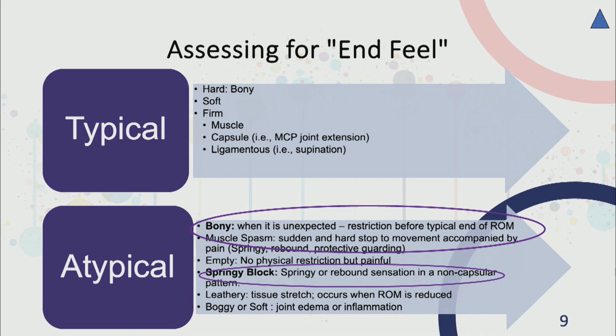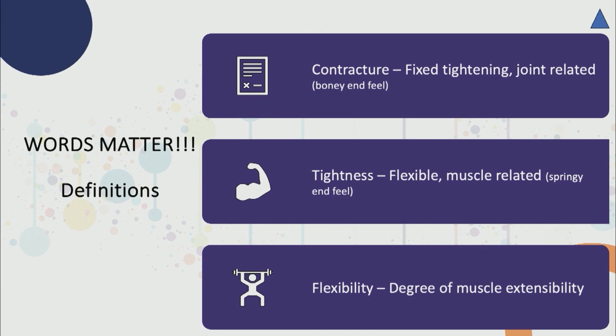We feel it's important to learn the difference in these end feels so the clinicians are really able to make a distinction between a muscle that is tight and a joint that is contracted. So we really want to make sure that the words we're speaking about on this topic are on the same page. When we talk about contracture, we're talking about a fixed tightening and a bony end feel that's related to a joint. When we talk about tightness, we're speaking to a muscle that is flexible and a more springy end feel. And then this idea of how flexible a person is refers to the degree of available muscle extensibility.